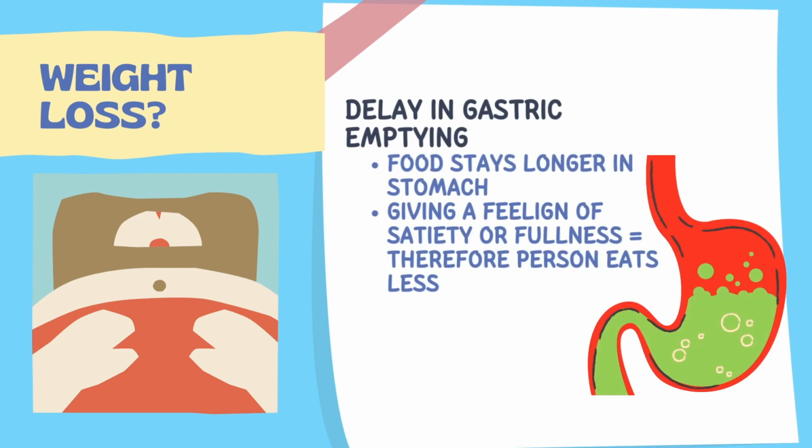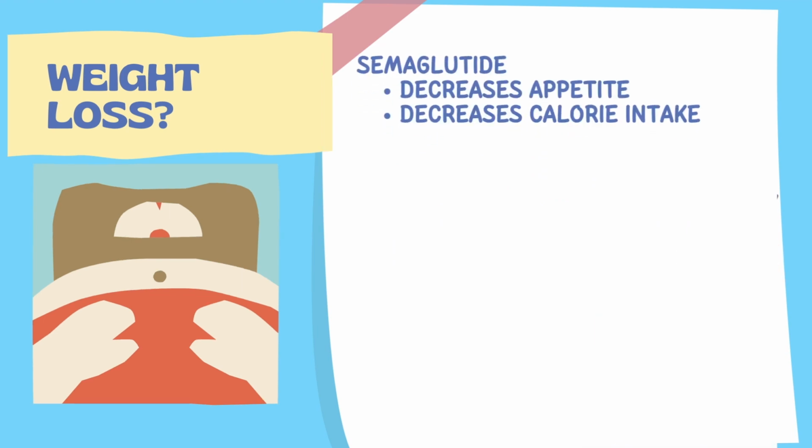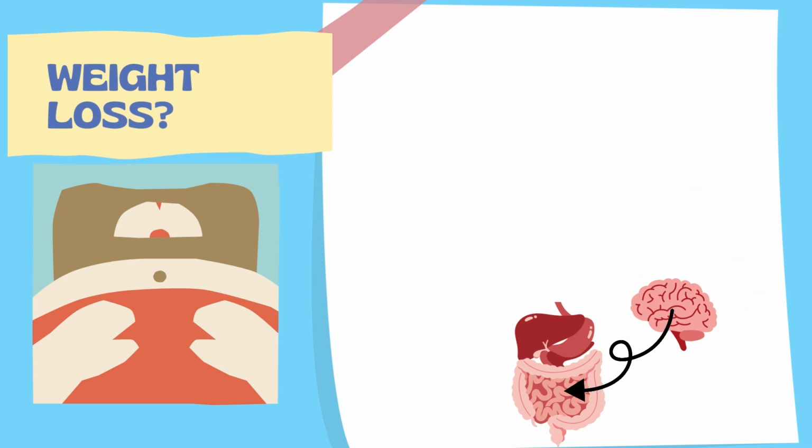As we highlighted earlier in the presentation, semaglutide or Ozempic also has an effect on weight loss. So how does this work? We highlighted earlier that it delays gastric emptying, so the food stays longer in the stomach. This gives a feeling of satiety or a feeling of fullness. Therefore, the person is likely to eat less. Also, semaglutide helps decrease appetite and calorie intake. The theory behind this is that GLP-1 also has its action centrally in the brain, mainly in the hypothalamus. This part of the brain plays a key role in appetite regulation and calorie intake. So it's like our gut and our brain are communicating with each other.